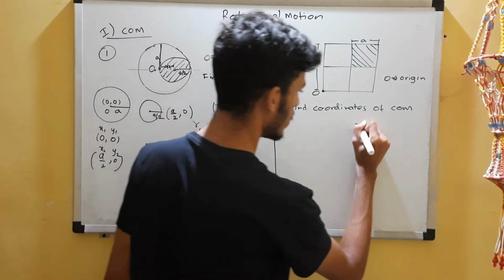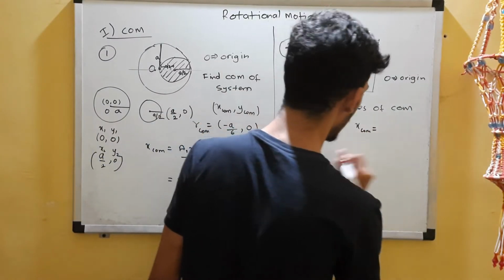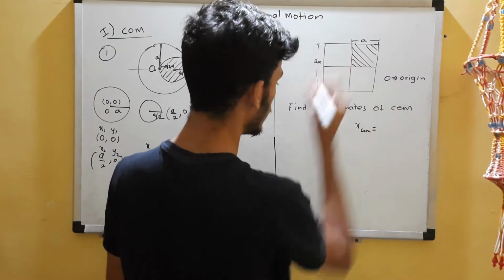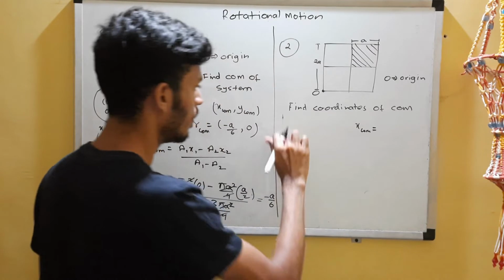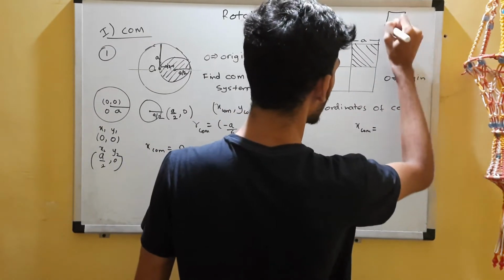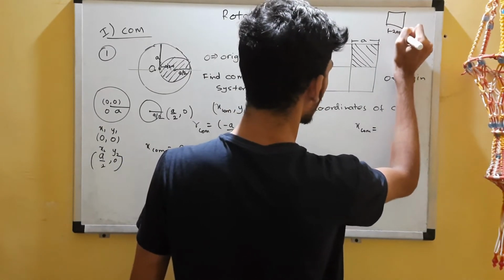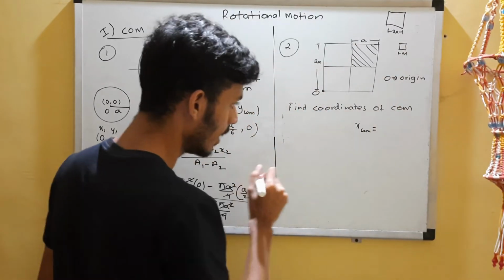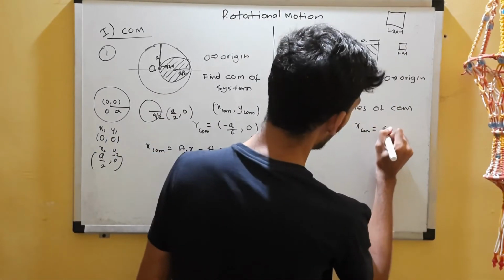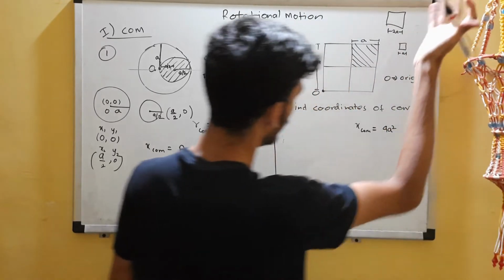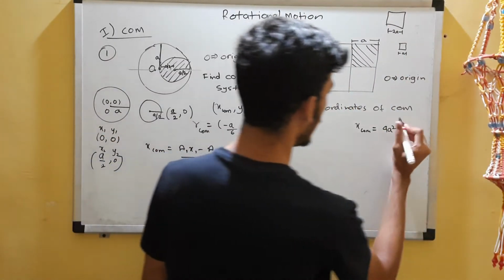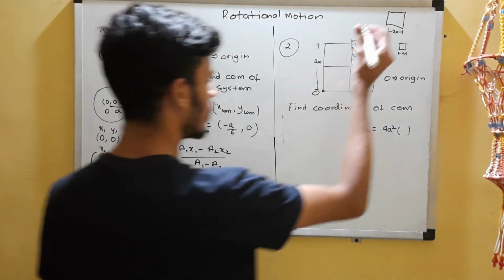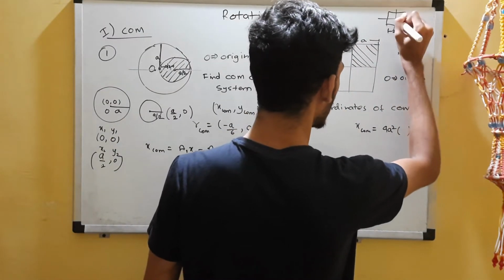Again, X COM will be (A1 X1 minus A2 X2) upon (A1 minus A2), and let's directly substitute now. A1 will be the area of the bigger square, so let's picture it first. We have the bigger square 2a, and the smaller square a. So the bigger square area is 4a square.